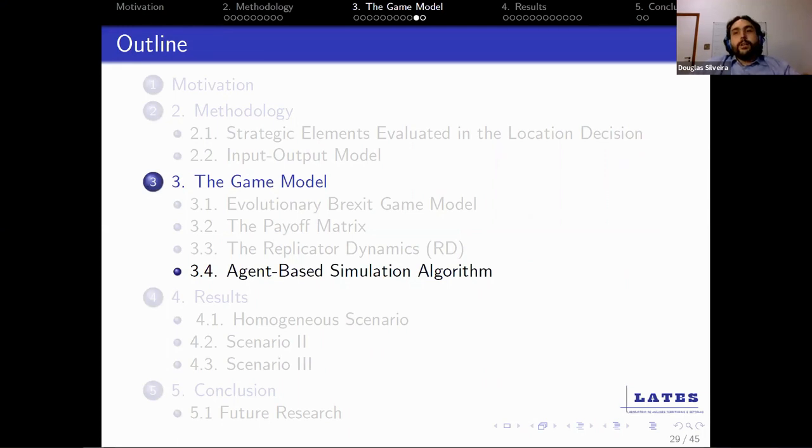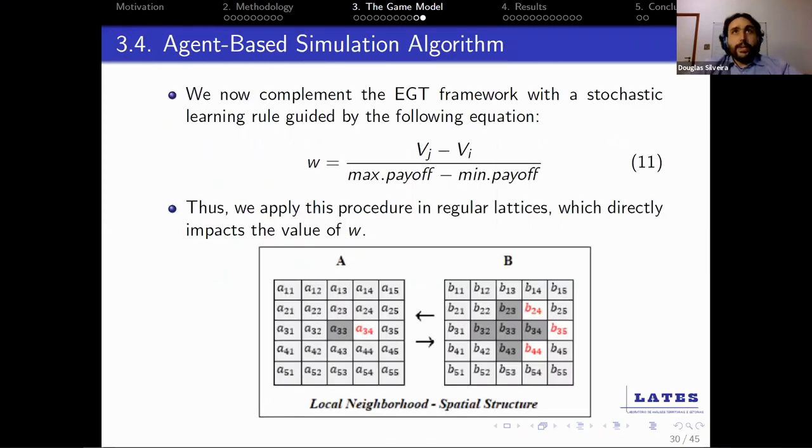So this is just one of the steps that we did. And the second one is to discuss a bit about this agent-based model. And that's how we introduced this into our analysis. I will try to spend a bit more time on this figure right now, in order to explain to you how I put together the agent-based model with the evolutionary game theory. So I have that payoff matrix that I introduced to you, and now we are complementing this evolutionary game theory framework with the stochastic learning rule that is guided by equation number 11.